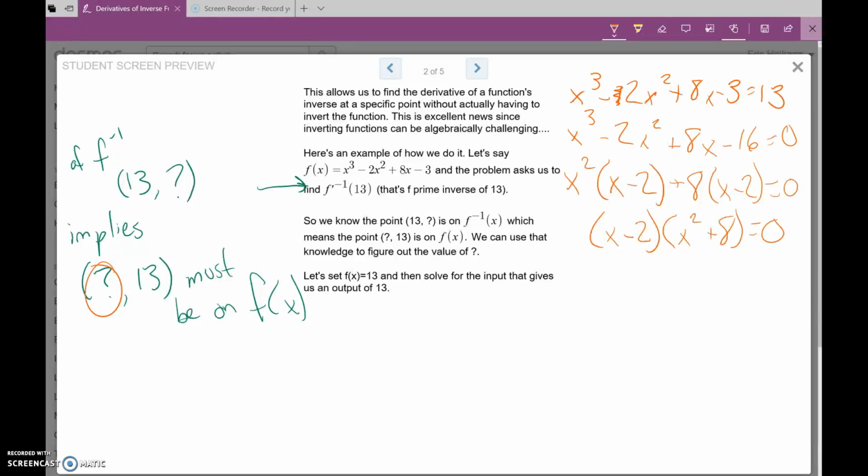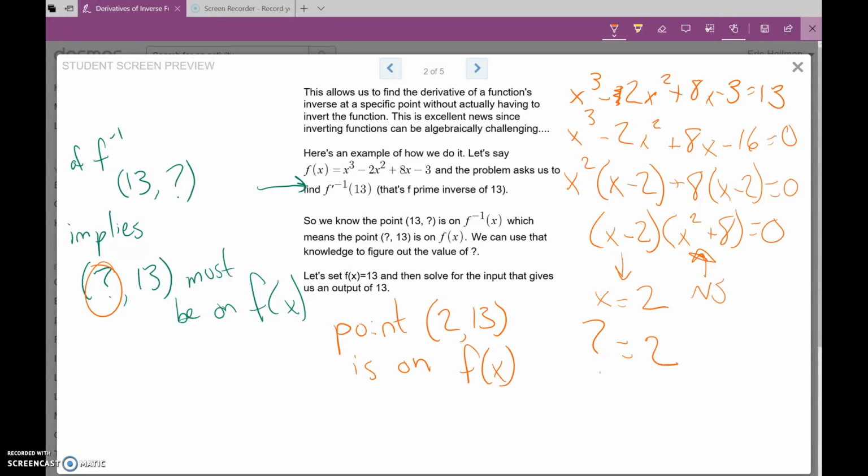Okay, this factor, x squared plus 8, can never equal 0. So there's no solutions from this parentheses, but we have a solution here, x equals 2. So we know that when we put in 2 for x, we get 13 out, so that means the question mark has to be equal to 2. So we know the point 2 comma 13 is on f of x. Okay, so that's useful information. We're going to use it to finish the problem on the next slide.